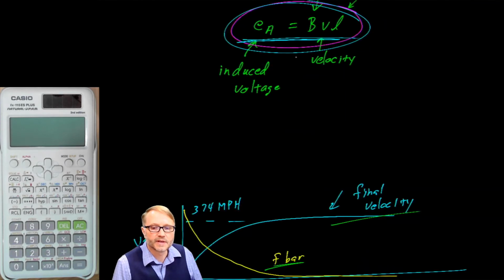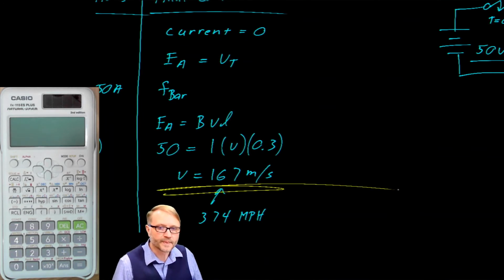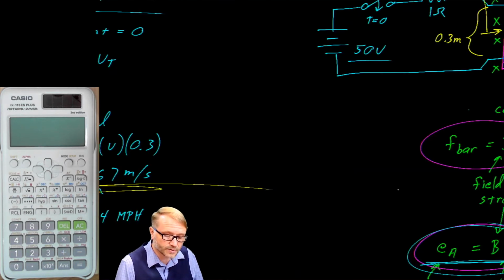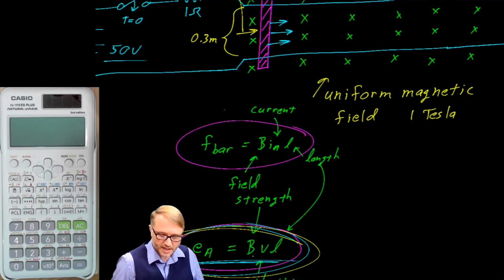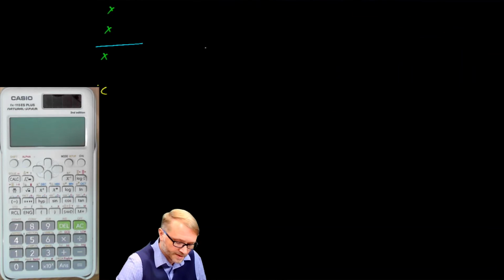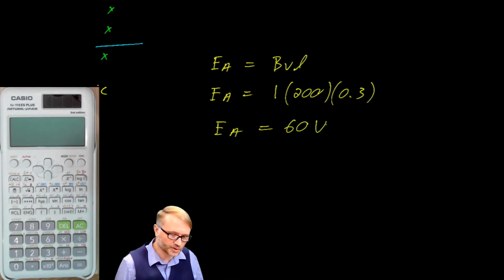Because remember, here, where'd it go? Here we said that the bar was only going 167. We're going to push it so that it runs at 200. And let's see what we can see. So first, remember this equation here. The induced voltage is BVL. That's 1 Tesla. And we said 200 meters per second. And it has a length that hasn't changed. So the induced voltage is equal to 60 volts.